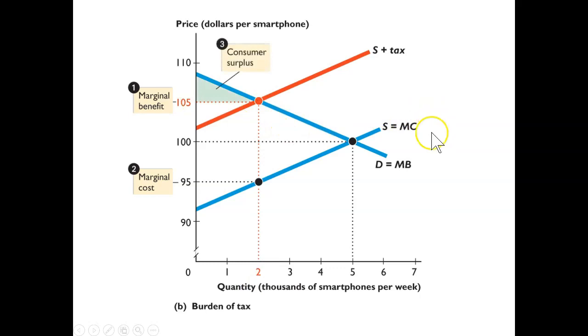What about the producer surplus? Well, the producer surplus is the area above the supply curve up to the new quantity supplied and below the price that the firms receive effectively after tax, which is $95. So that's the producer surplus.